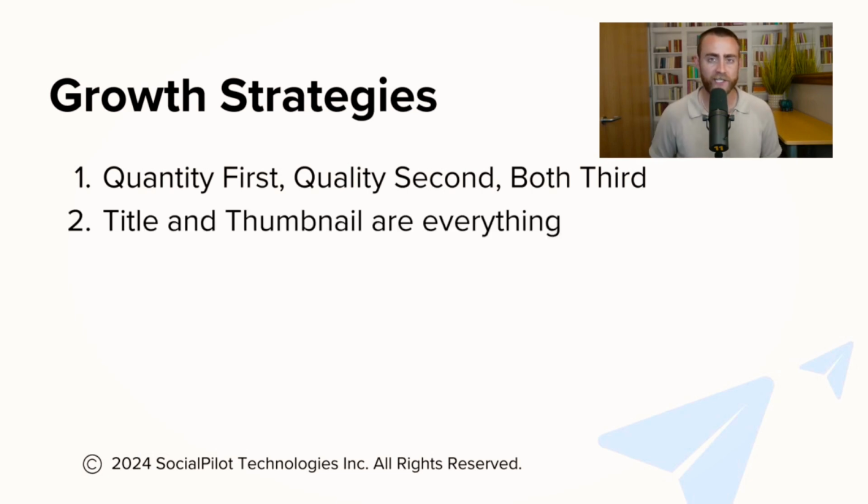The second growth strategy for YouTube is that the title and the thumbnail are pretty much everything. Now, they aren't the only things that matter. They aren't truly 100% of what matters. But if I had to put a percentage on it, I would say that your title and your thumbnail are responsible for 90 to 95% of your channel's success. Later on, as we're talking about workflow, we're going to talk about how to plan a title, what makes up a good thumbnail, and some things that you should keep in mind. But truly, the title and the thumbnail are everything.